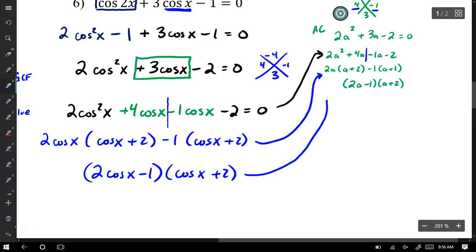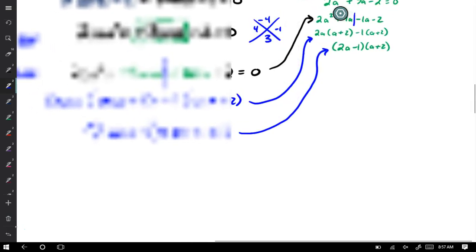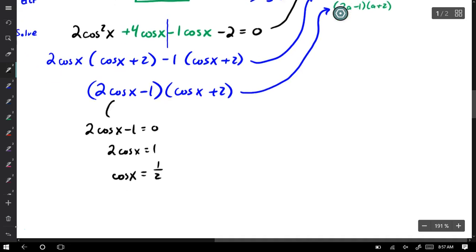And again, look at the structure. Very similar to how we would do it as a variable. So if you struggle with trig ratios, just off to the side, factor with an a until you understand the technique you're going to use, and then go back to the trig ratio. So that's the factoring. Still not done. Set each one equal to 0. So 2 cosine x minus 1 equals 0. You would add 1, and then you would divide by 2. So cosine of x equals 1/2.